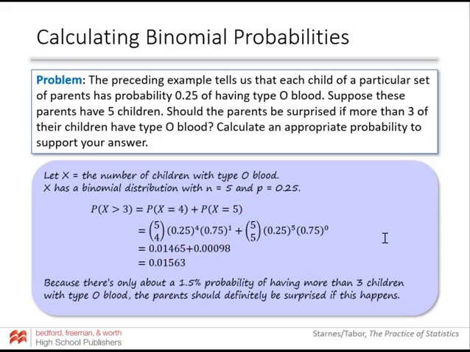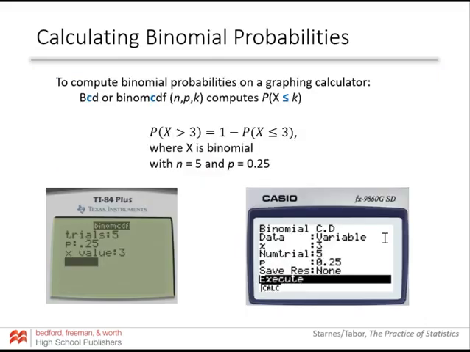This one is not that bad because it's only 2. But imagine, in this case, let's say they had 9 children and we wanted the probability of more than 3. We would have to do 4 and 5 and 6 and 7 and 8 and 9 and add all of those together. So again, this is another scenario where the calculator is going to make things so much easier for us.